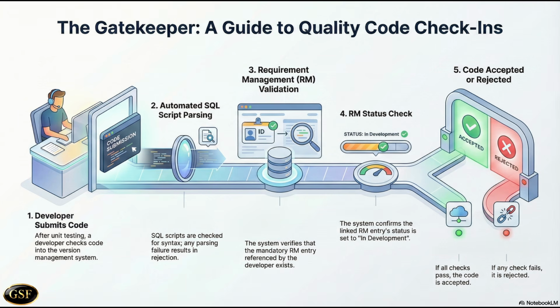Secondly, the status of the RM entry must be in development. Checking in a source code change to a requirements management entry which has already completed development is pointless. If either of these checks fail, then the file being checked in is rejected by the version management system.